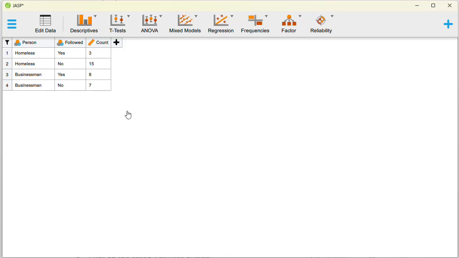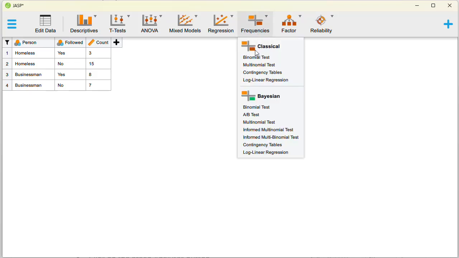Okay. So what we're going to do now is go up to frequency. So this is how we're running. So we got the data ready. Now for the actual chi-square, we're going to go to frequency. And this is really important. Make sure you're using classical contingency tables. All right. There is another contingency tables underneath the Bayesian. We are not using that one. We are using classical contingency tables. So make sure you are using this very first one under classical.